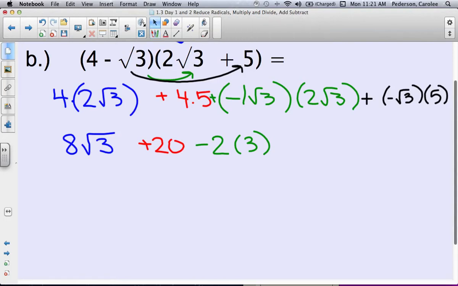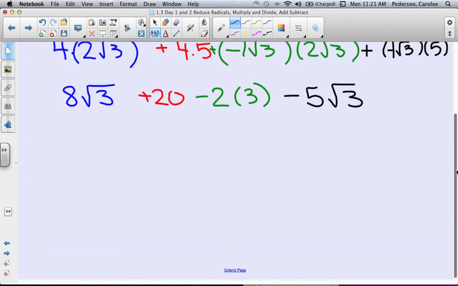And then the black, negative square root of 3 times 5, we throw a 1 here again, outside stuff, negative 1 times 5 is negative 5, and then square roots of 3. I'm going to multiply my green together, negative 2 times 3 is negative 6.